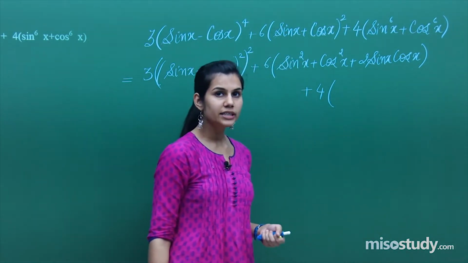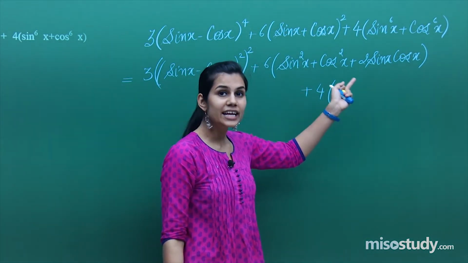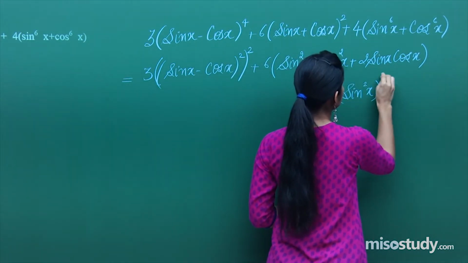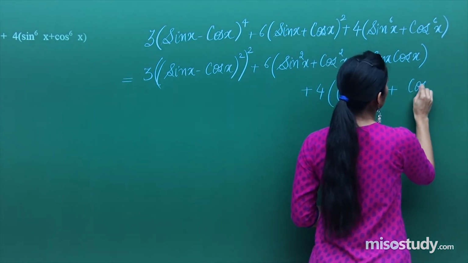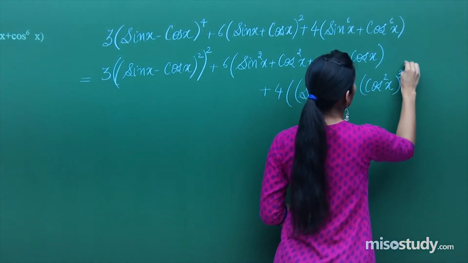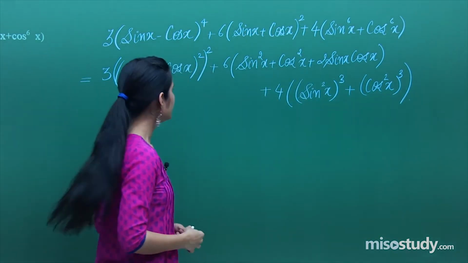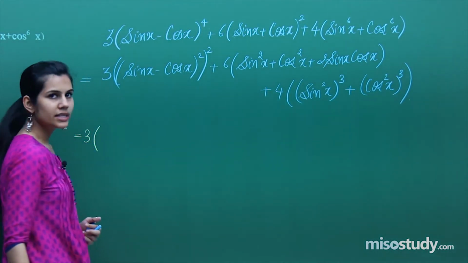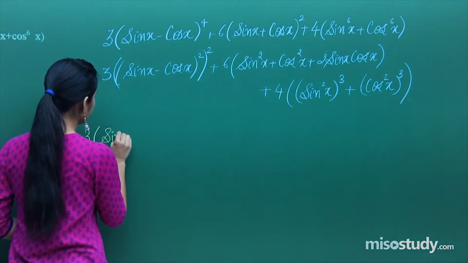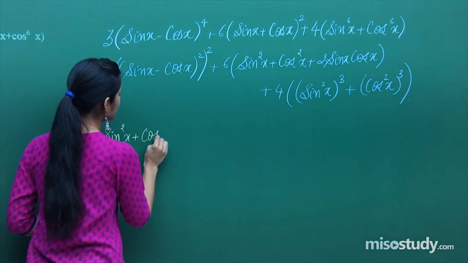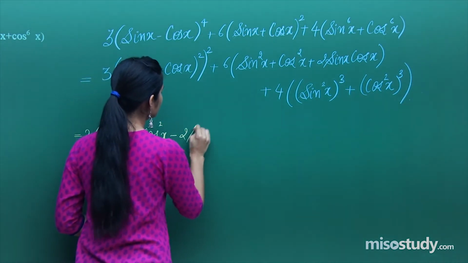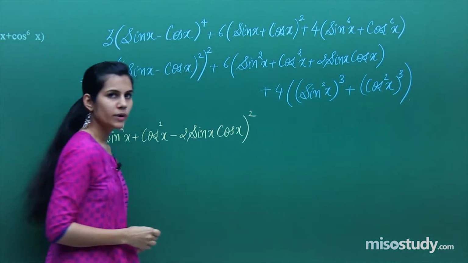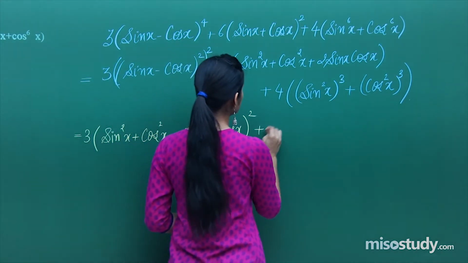Now over here the natural intuition is that it can be written as a cube plus b cube. So for that I am going to write it as (sin square x) whole cube plus (cos square x) whole cube. Fine? Now let's proceed. Over here let's simplify. This is thrice of (sin x minus cos x) whole square, this is a square plus b square minus 2 sin x cos x, whole square. Then you have plus 6.